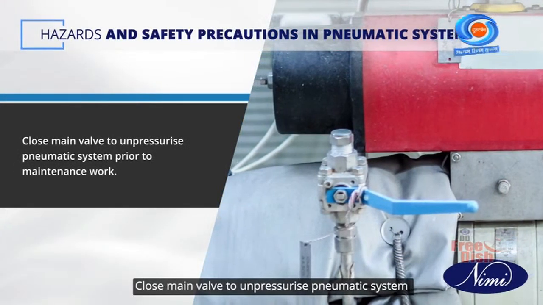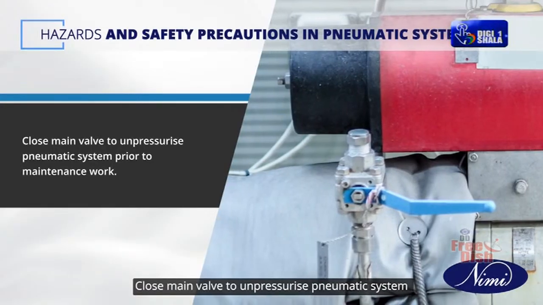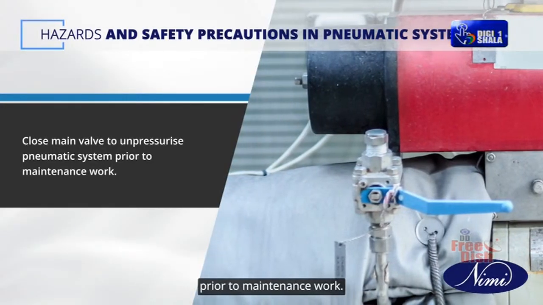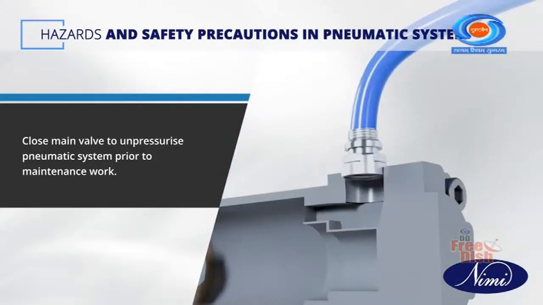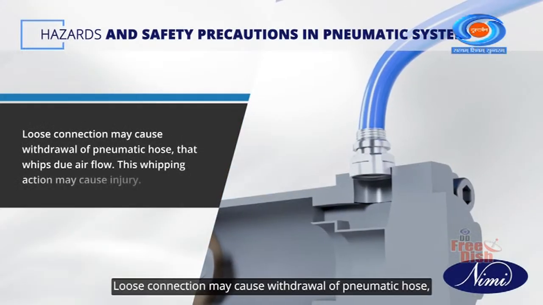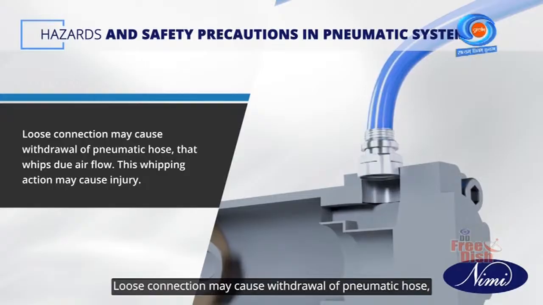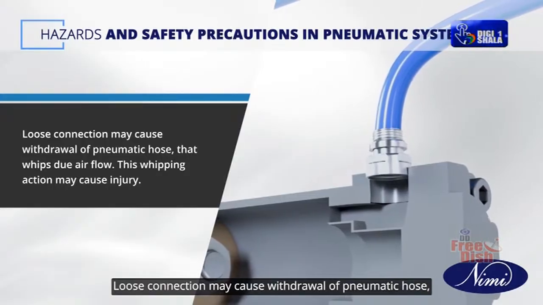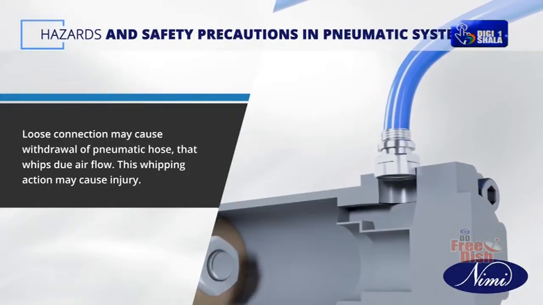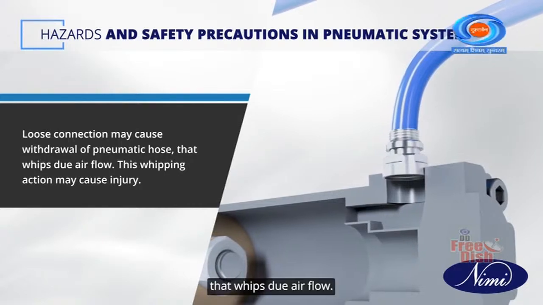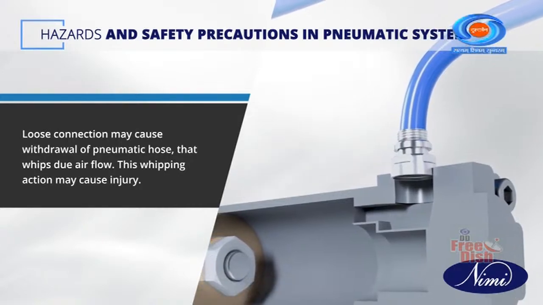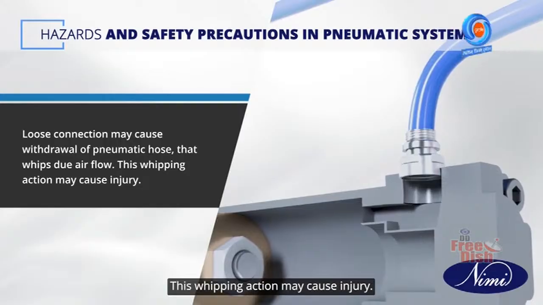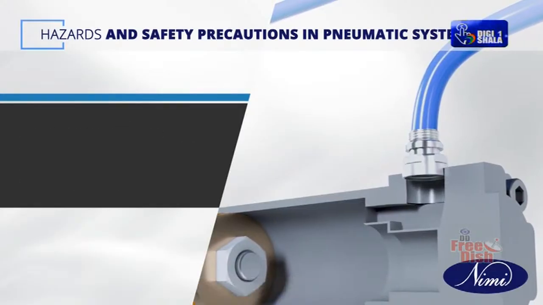Close the main valve to depressurize the pneumatic system prior to maintenance work. A loose connection may cause withdrawal of the pneumatic hose that whips due to airflow. This whipping action may cause injury.